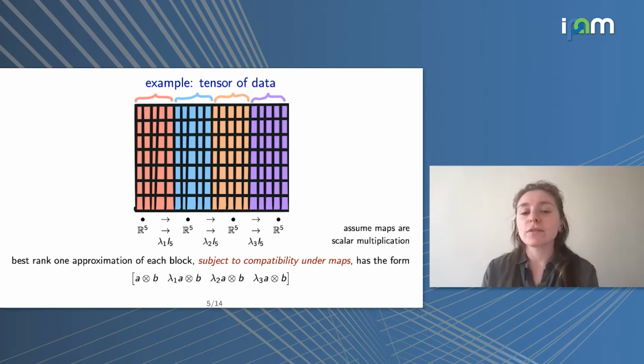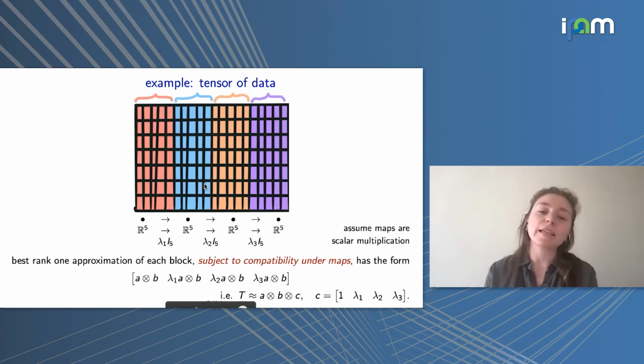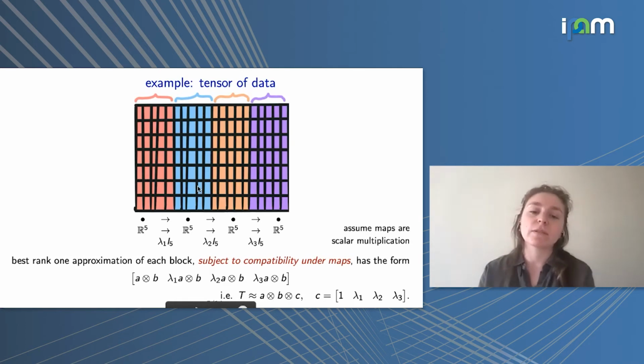Okay, and so we can recognize that this decomposition has a particular structure. So this is writing, thinking back to the measurements as being from the slices of our tensor, this is writing our tensor in the form A tensor B tensor C, where C is this particular vector whose entries come from these linear maps, but not like this. So C has entries 1, lambda1, lambda1, lambda2, and lambda1, lambda2, lambda3.